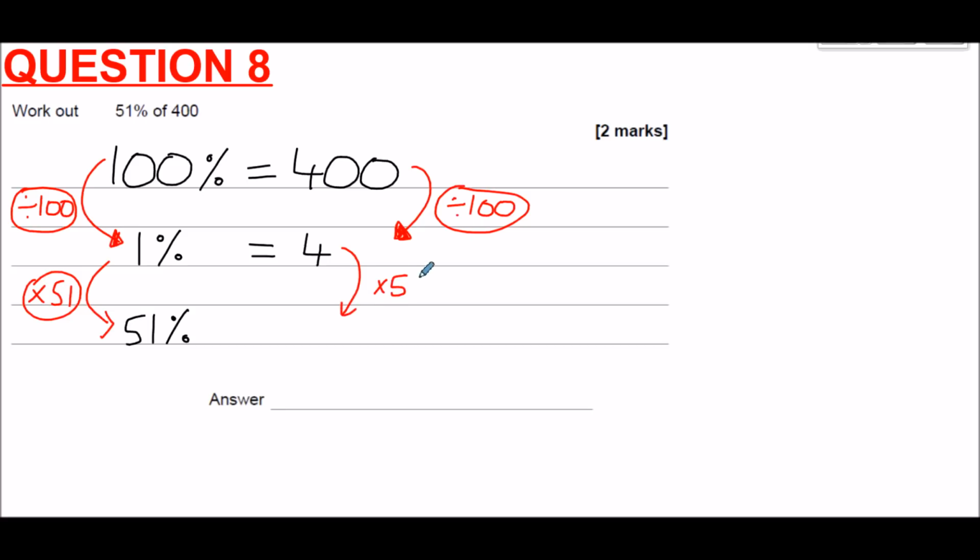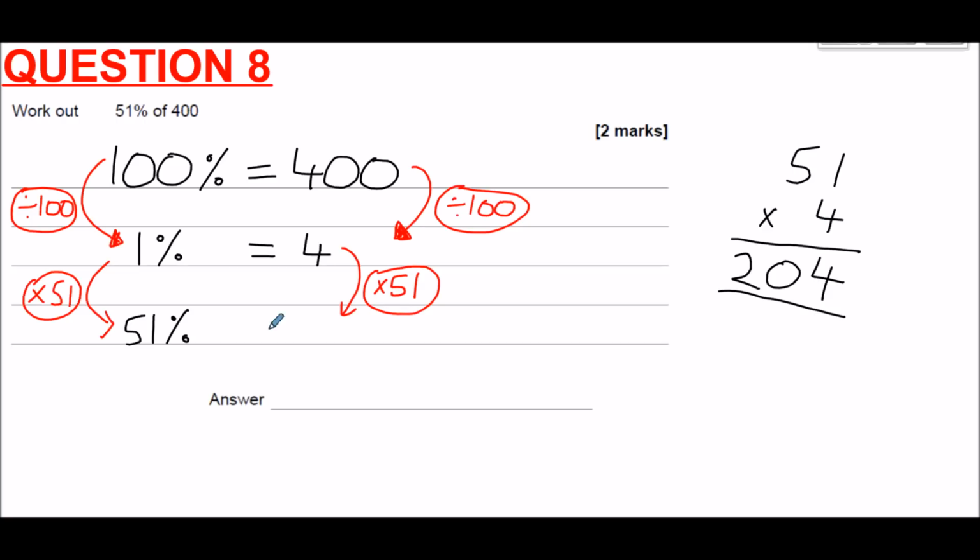So if we can do 4 times 51, we've got the answer. So 51 times by 4. You could multiply any way you want to, as long as you get the correct answer. It really doesn't matter. 4 times 1 is 4. And then finally 4 times 5 is 20. And so 51 times by 4 is 204. Therefore, 51% of 400 gives us our answer of 204.